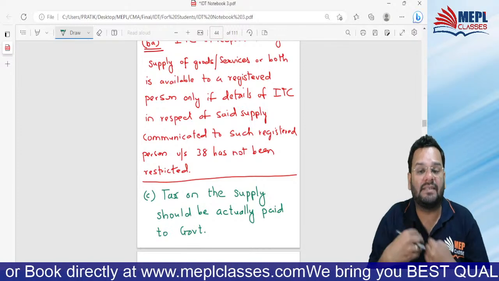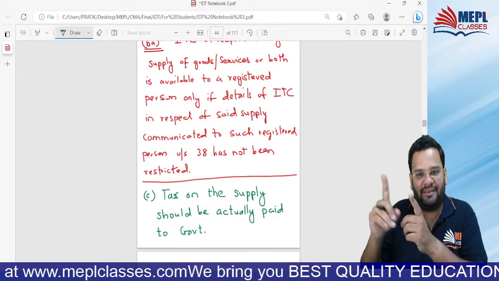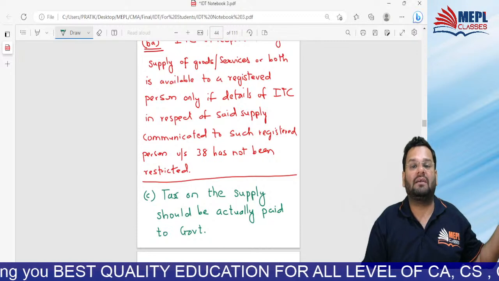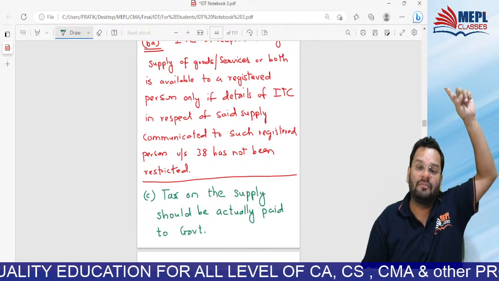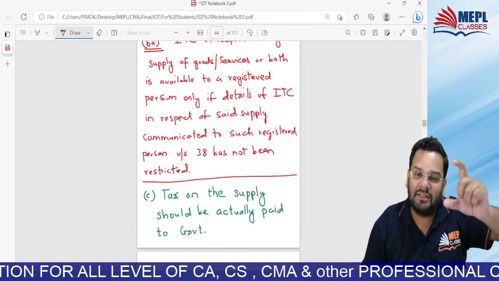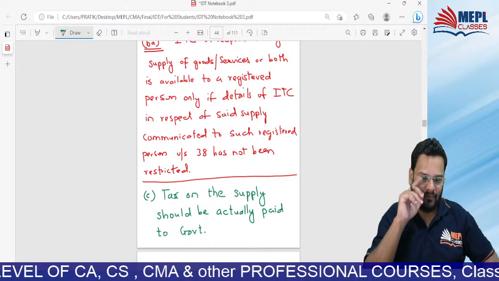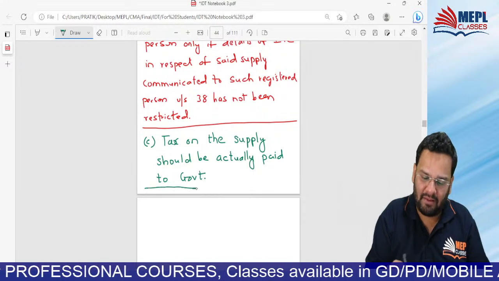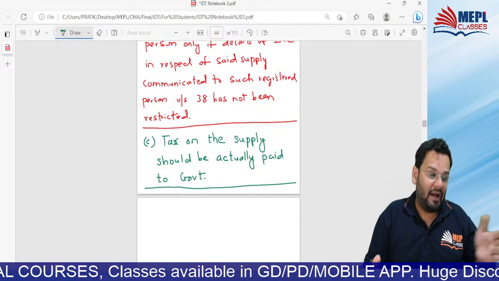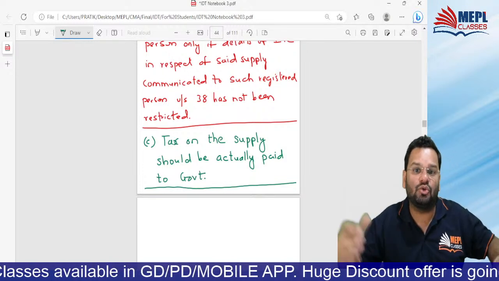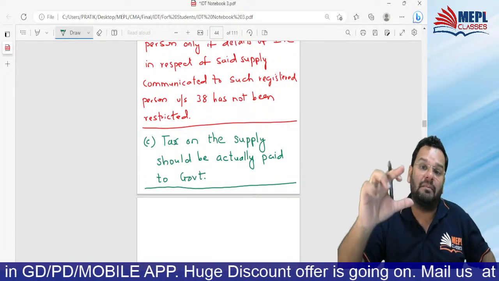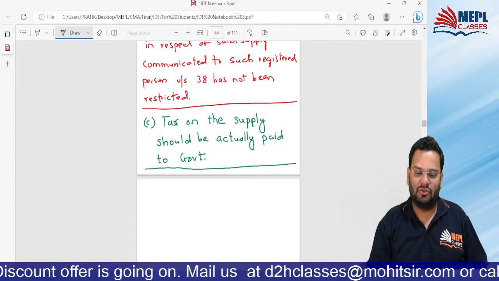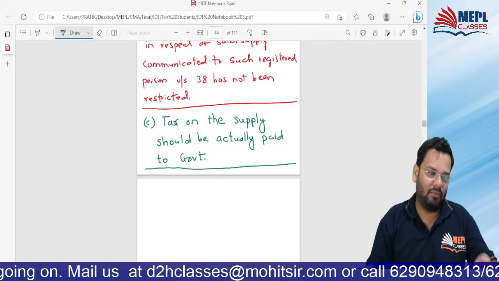If it is going to be my asset of 1800, then see, I paid 11,800 to A. Out of that 1,800, A should pay to government. Then only government is ready to give me ITC of that 1800. Agreed? Did you get the point? That tax on supply should be actually paid to the government. I am not talking about payment by B to A. I am talking about payment by A to the government. So tax on the supply should be actually paid to the government.